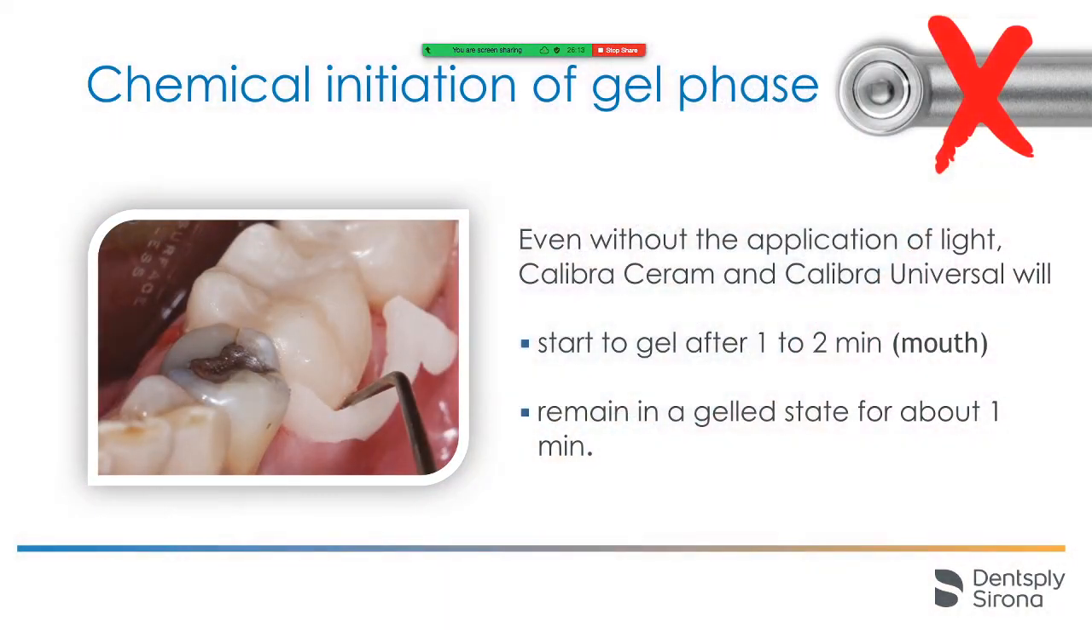Chemical initiation of gel phase. Even without the application of light, Calibra Ceram and Calibra Universal will start to gel after 1 to 2 minutes in the mouth, and remain in a gelled state for about 1 minute. In this phase, you can remove the excess cement gently. Flowable composite, as I told you before, should never be used under thick tooth-colored inlays because it will cause pulpal death from underneath monomers.